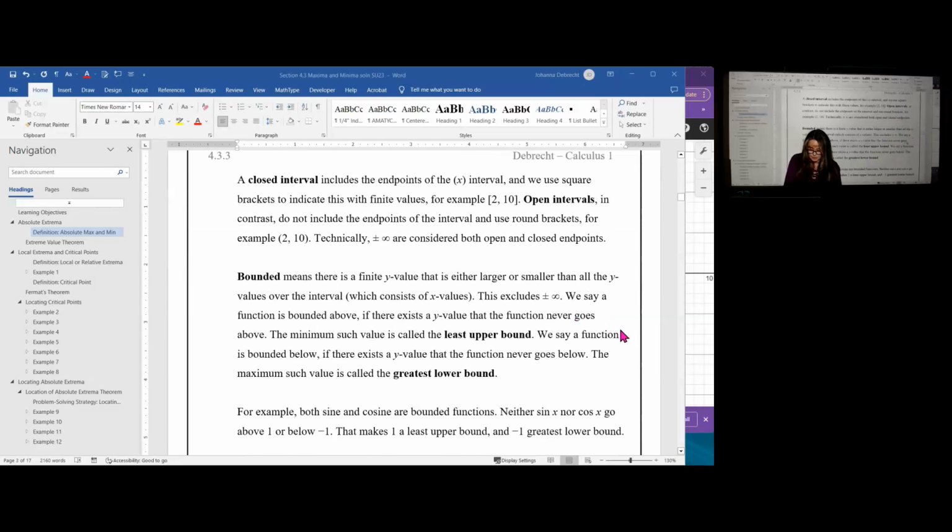Let's define more formally what we mean by closed and bounded. A closed interval includes the endpoints of the interval. And again, the interval is referring to the independent variable values, usually x or t. We use square brackets to indicate a closed interval. And you can see that here on the interval 2, 10.